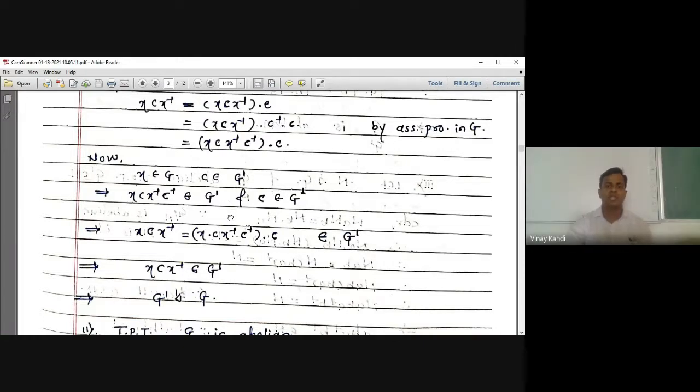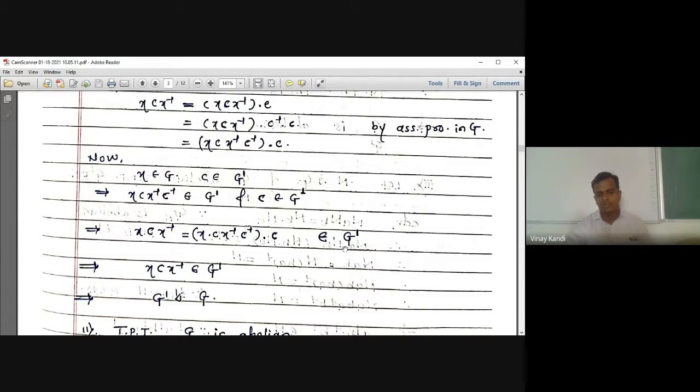Smallest subgroup containing U. Suppose that commutator subgroup is U. So this element x C x inverse C inverse belongs to U, but U is contained in G dash. It implies this element x C x inverse C inverse belongs to G dash. But we already have C belongs to G dash. This belongs to G dash and C also belongs to G dash. The product of these two must belong to G dash because G dash is the subgroup.